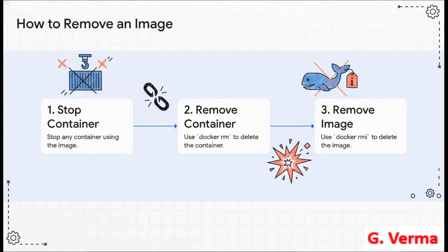Okay, so what happens when you want to clean things up and get rid of an image? Well, you can't just delete an image if there's a container using it. Even a stopped one, Docker will just give you an error. There's a specific order you have to follow. First, make sure any containers using the image are stopped. Second, you have to remove the container itself using Docker RM. And only then, once nothing is using that image anymore, can you finally remove the image with Docker RMI.